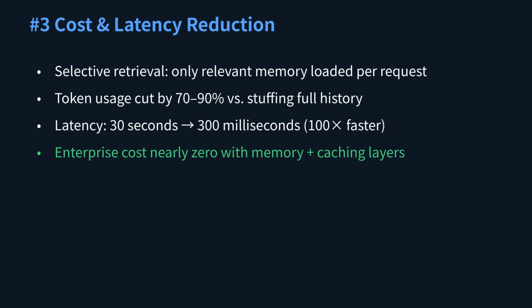needs to be done. The third shift is dramatic cost and latency reduction. Instead of stuffing thousands of tokens of conversation history into every API call, memory systems compress and store only the essential parts. When needed, only the most relevant pieces get retrieved. Studies show this selective retrieval approach cuts token usage by 70 to 90% compared to keeping full history in context. In enterprise environments, this has reduced response latency from 30 seconds down to just 300 milliseconds.